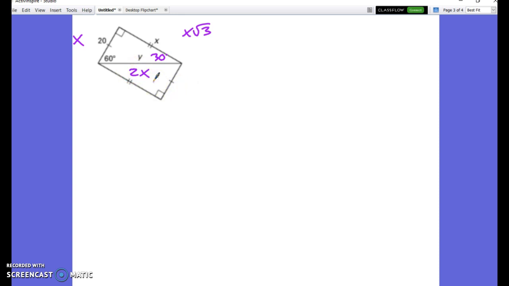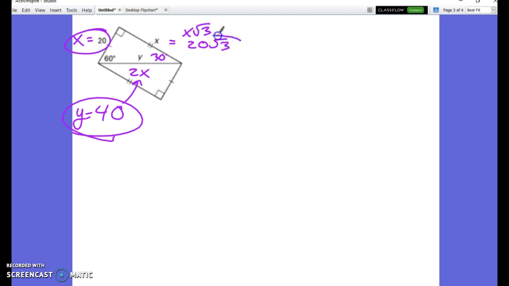I'm looking for what helps me out. X equaling x root 3 does nothing for me. Y equaling 2x does nothing for me. X equals 20, winner, winner. So then, 2 times 20 would give me 40 right here, so we know that y equals 40. And then right here, we know this one's going to be 20 root 3.